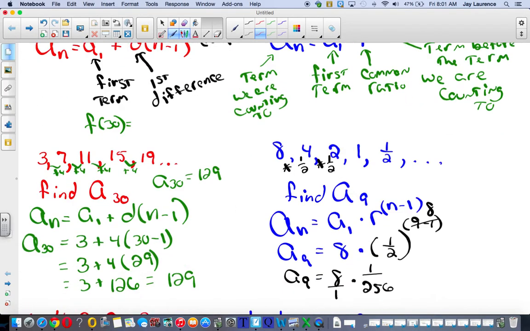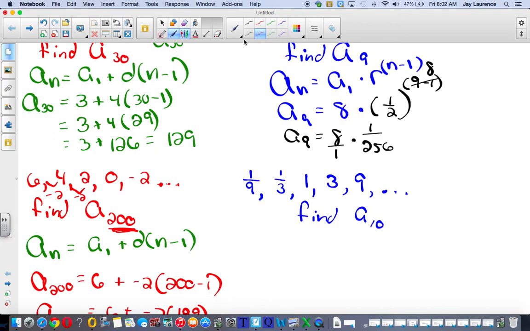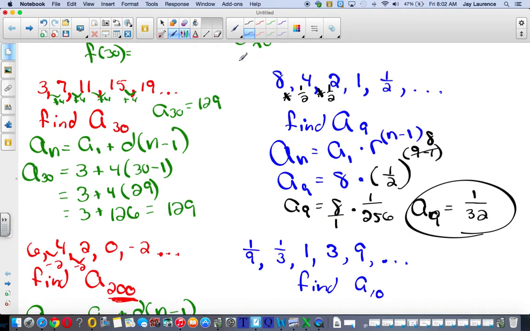Okay. So a sub 9 was going to equal 1 over 32. It means the 9th term, if I keep going like this, okay, we got what, 8, and I cut in half, and I cut in half, and I cut in half, and that's the 4th term, right? This would be the 5th term. The 6th term would be half of a half. The 7th term would be half of a 4th. The 8th term would be half of 1/8, and the 9th term would be half of 1/16.